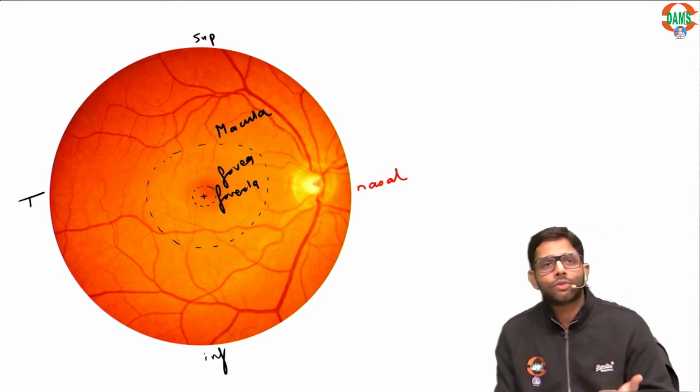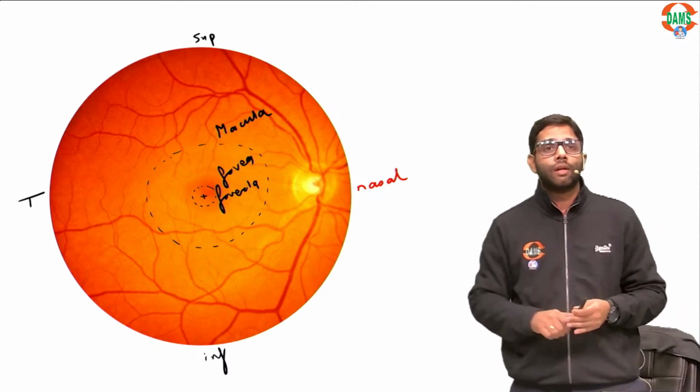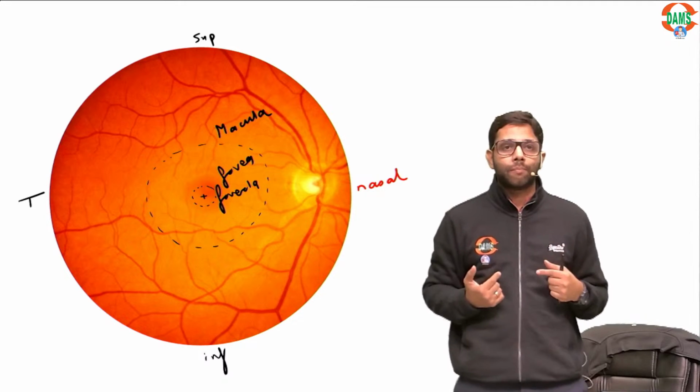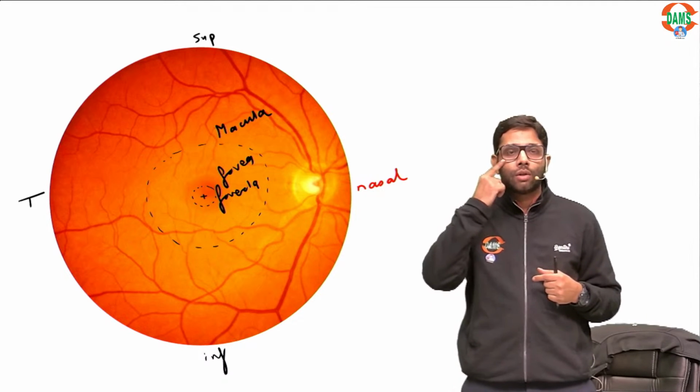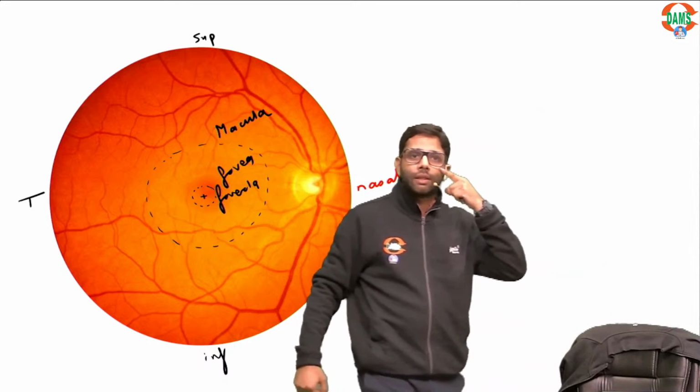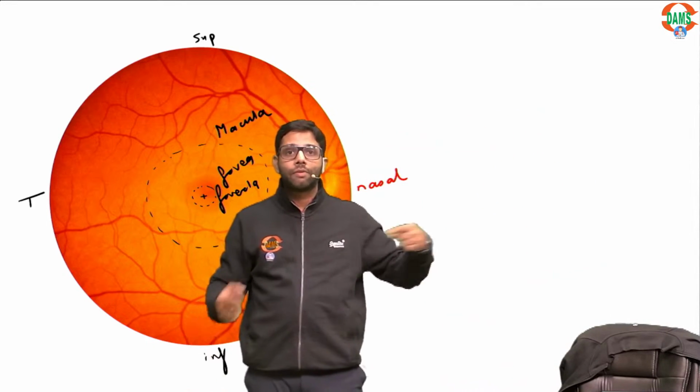And I have told you this is the observer's view. So which retina is this? The fovea is always on the temporal side of the retina. So if I am standing face to face, my right eye fovea is on the right side. Temporal of the right is the right side. My left eye fovea is on the left side, if you are standing face to face.